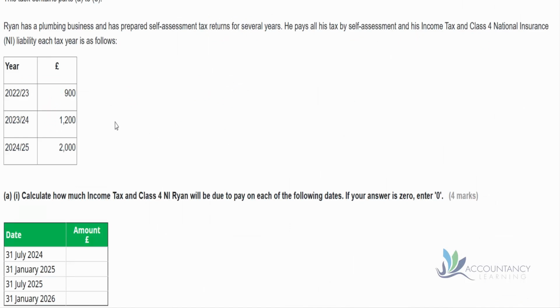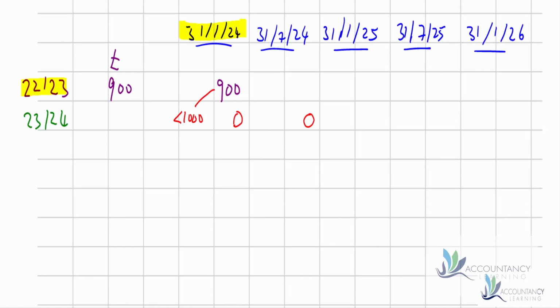So if you move on to the next tax year, so we now get to the 23-24 tax year when we have a liability of £1,200. Now I'm not going to put any numbers in the answer yet because they may change. We need to keep on sort of looking ahead. I'm going to fill out my table on my rough paper, and then I will add the numbers. So anyway, so we've got 1,200 now. So let's put that here. There's our 1,200. So that's how much tax I need to pay on the 31st of January 25.